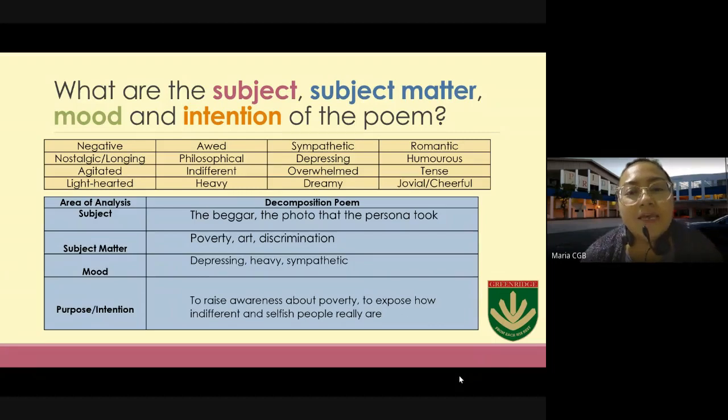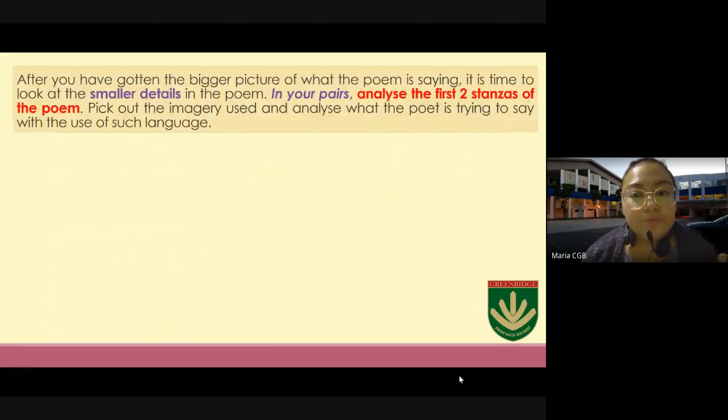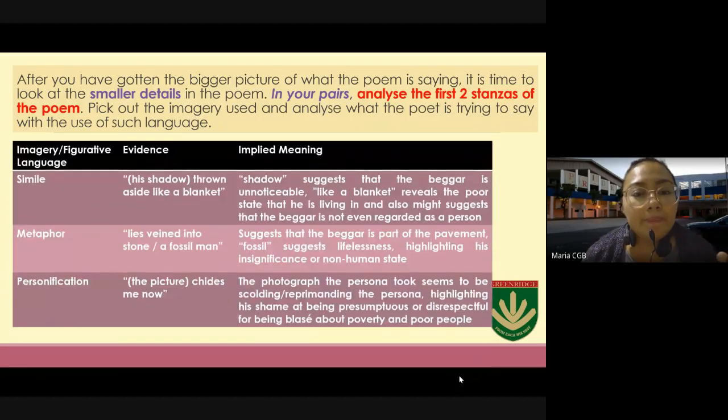He realizes he's actually a bit ashamed of what he has done. And the purpose, the intention of the poem is to raise awareness about poverty, to expose how indifferent and selfish people really are. All right.